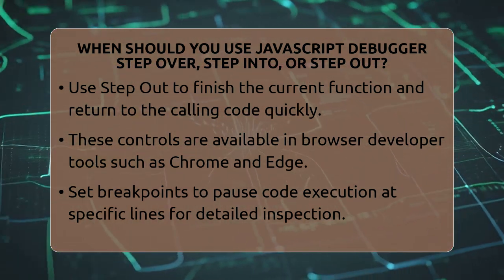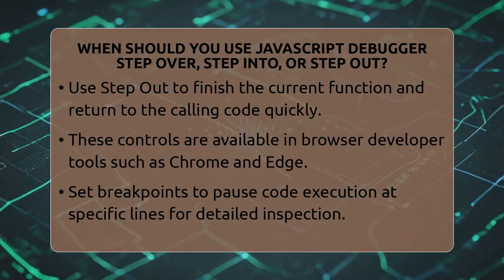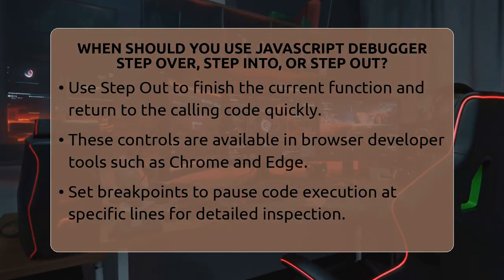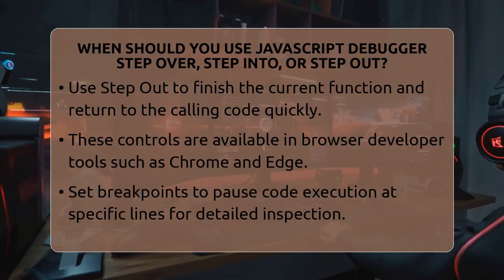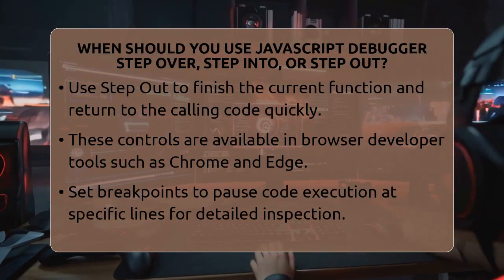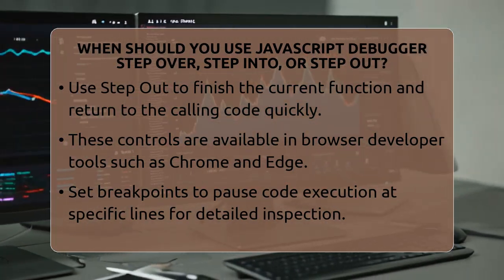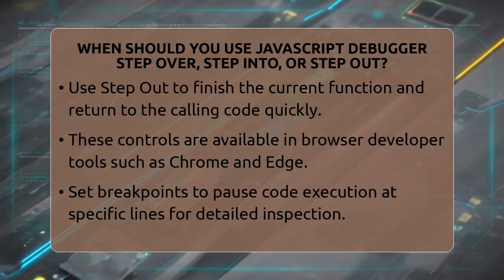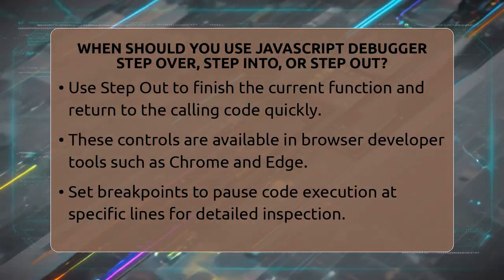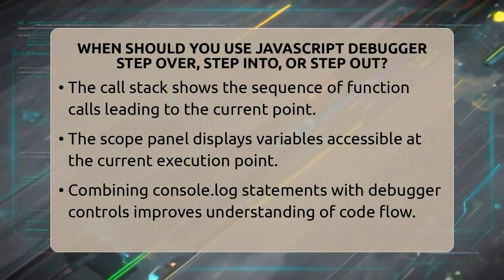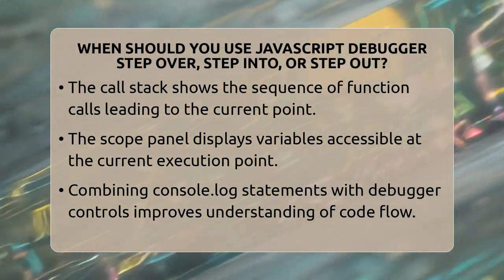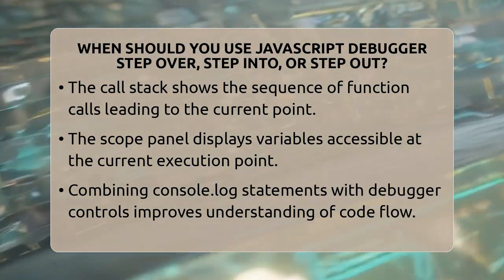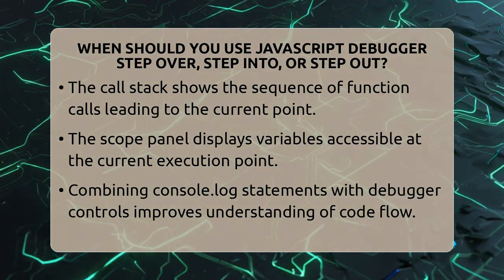Then there's step out. Use this when you're inside a function but want to finish executing it quickly and return to the place where the function was called. This is helpful if you've stepped into a function and realize it's not the source of the problem. Instead of stepping through every line, you can step out and go back to the main code. For example, after inspecting a helper function, you might find it's not causing issues, so stepping out saves time.